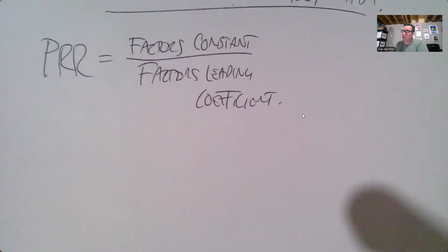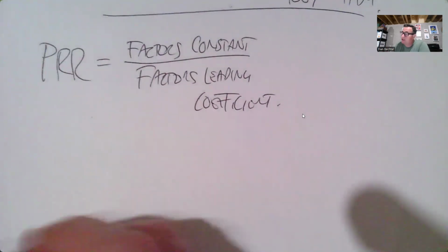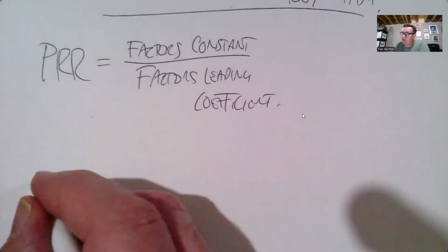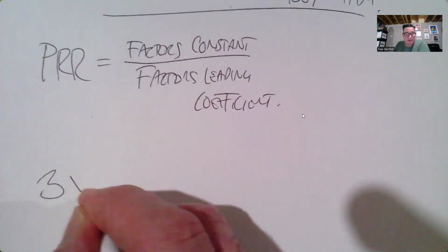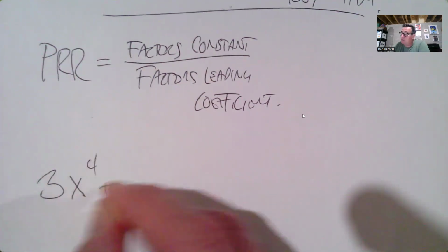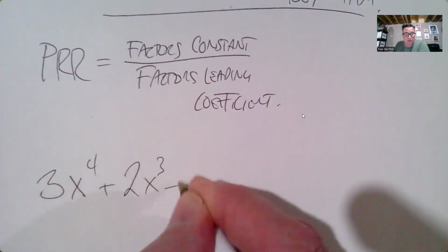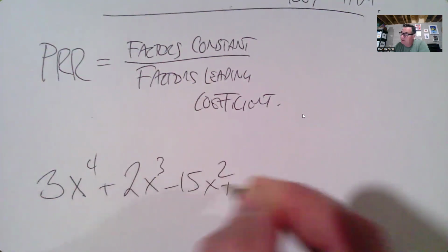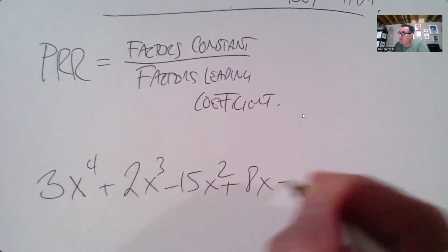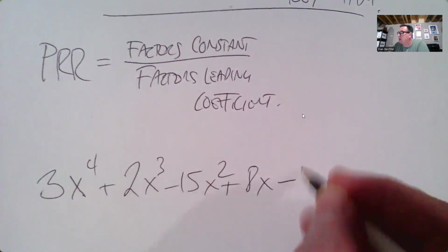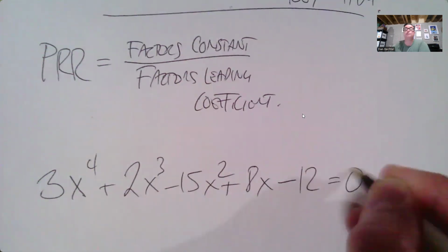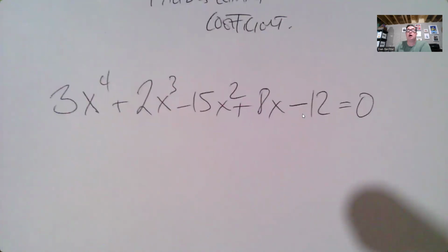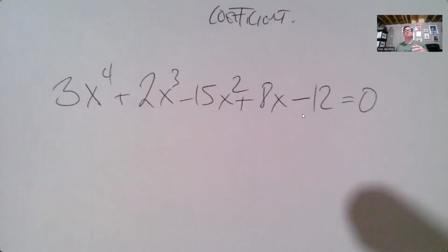And so what I'm going to do right now is show you what that looks like with an equation. Let's say I have the equation 3x to the fourth power plus 2x to the third minus 15x squared plus 8x minus 12 is equal to 0. Now, if this is all I'm given and I have no idea what the roots are, I'm going to need to start to find possibilities to divide them out.